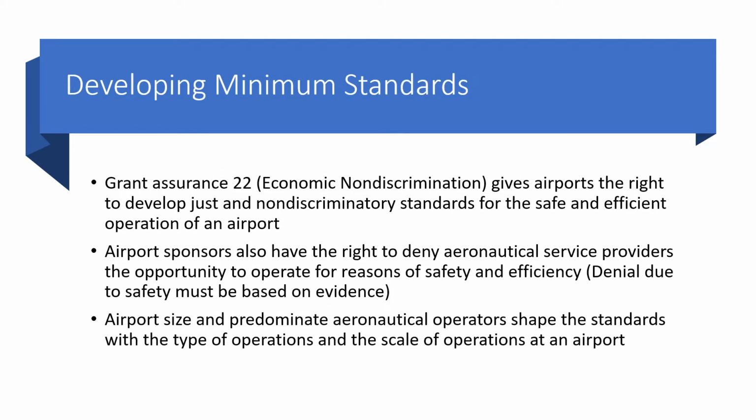So developing minimum standards, Grant Assurance 22, Economic and Non-Discrimination, gives airports the right to develop just and non-discriminatory standards for the safe and efficient operation of an airport. Airport operators have the right to deny aeronautical service providers the opportunity to operate for reasons of safety and efficiency. If they do decide to deny them for safety reasons, they must have evidence to prove that they're not complying.